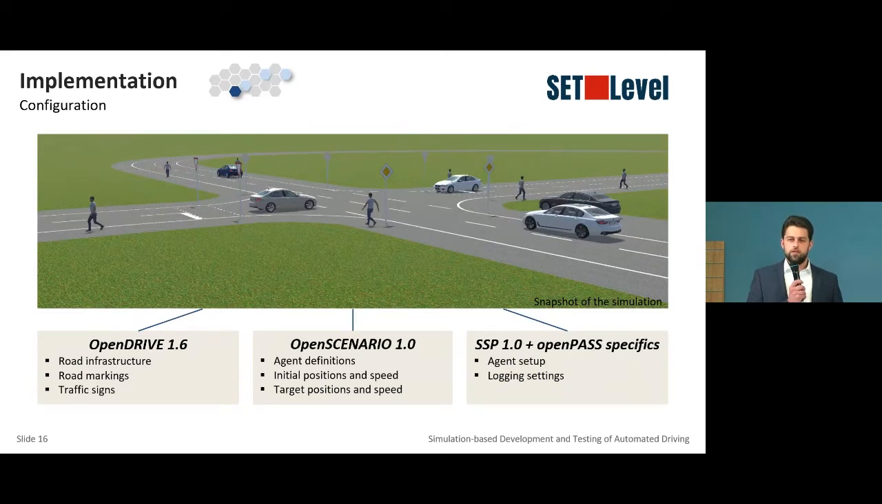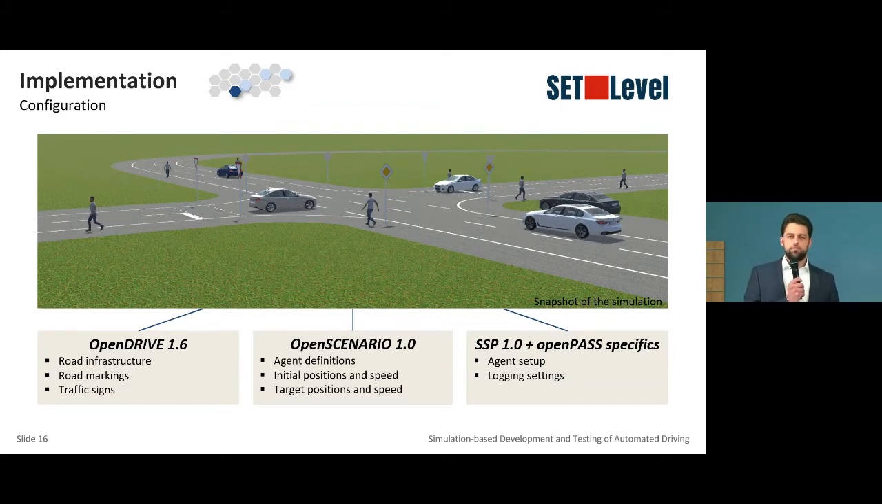Here we have the OpenDRIVE standard, also one of the ASAM standards that we used for defining the map. Within the map, we have the definition of the road infrastructure. All the road markings and the traffic signs are defined here. This is more or less the static scene that we are operating in. In addition to OpenDRIVE, we use an OpenSCENARIO file that gives us agent definitions, that states where all the agents are placed at the beginning of the simulation, what their initial velocities are, but also what destination they should eventually reach in the simulation.